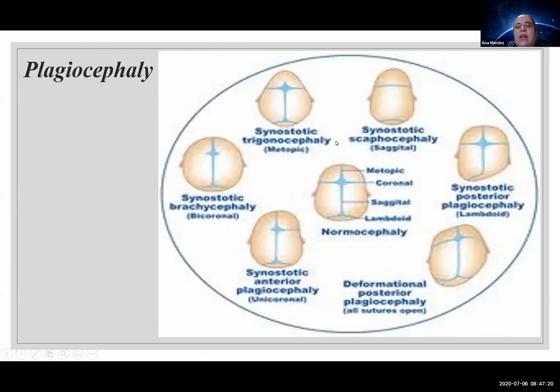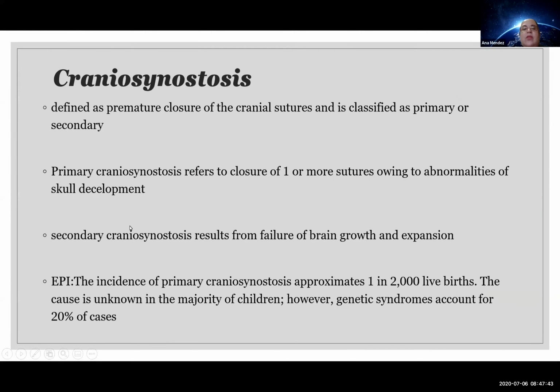So these are like all the things that can go wrong. So, plagiocephaly is really a normal head shape, but you can have plagiocephaly that is due to positioning, or you can have it due to craniosynostosis. So we'll go one by one, okay? So craniosynostosis is defined as a premature closure of the cranial sutures and is classified as primary or secondary. Primary craniosynostosis refers to closure of one or more sutures owing to abnormalities of skull development. Secondary craniosynostosis results from failure of brain growth and expansion.